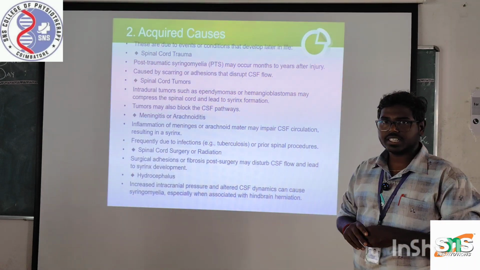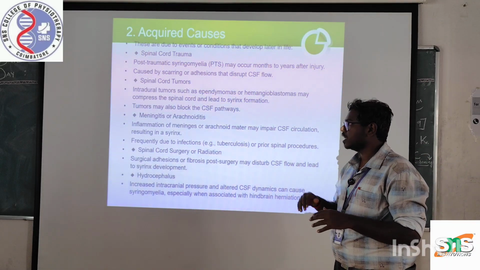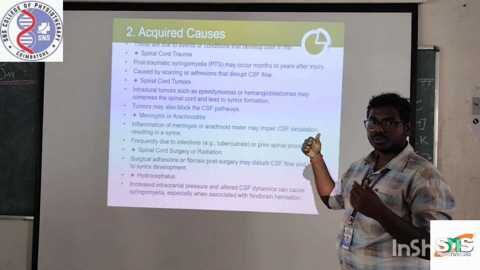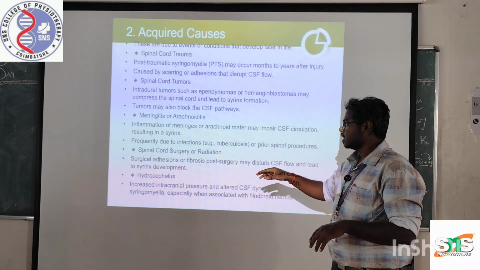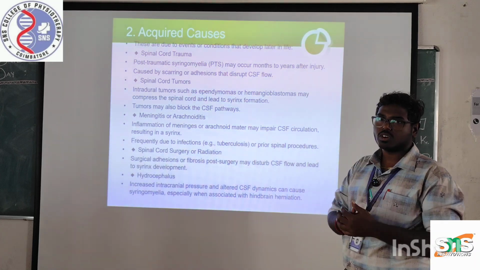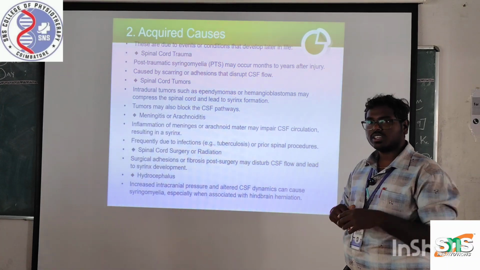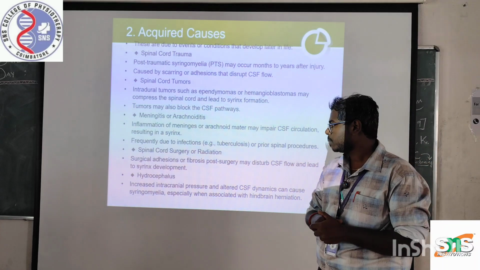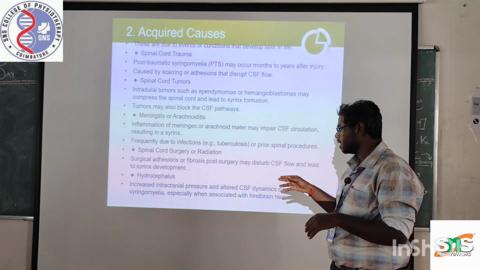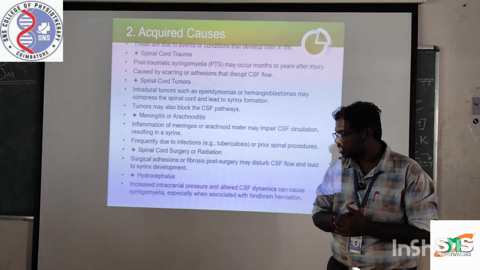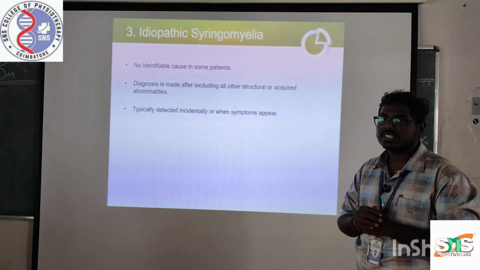In acquired causes, first, trauma or injury leads to the acquired condition. It is also caused by spinal cord tumors, and due to tumors in the spinal cord, it can lead to meningitis, also known as arachnoiditis. Infections can also cause syringomyelia in the spinal cord, and after that, spinal cord injury or radiation can also be acquired causes of syringomyelia. It is also caused by hydrocephalus. Increased intracranial pressure and altered CSF dynamics can cause syringomyelia, especially when associated with hindbrain herniation.